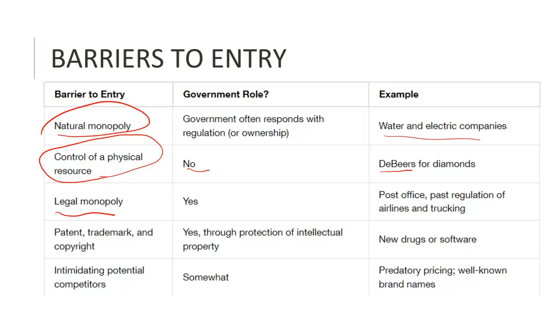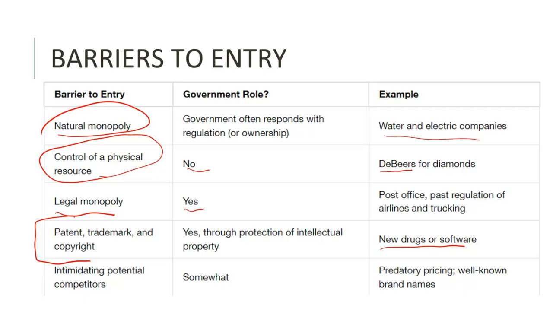There could be a legal monopoly. So this would be yes, the government says we're going to allow this monopoly to exist. It could be through government ownership. Could be through regulations. So things like the post office or regulating airlines and trucking. It could be through a patent, trademark, or copyright. This is a legal process to protect intellectual property and allow people to temporarily benefit off of their innovation. Things like new drugs, software, anytime you're inventing something.